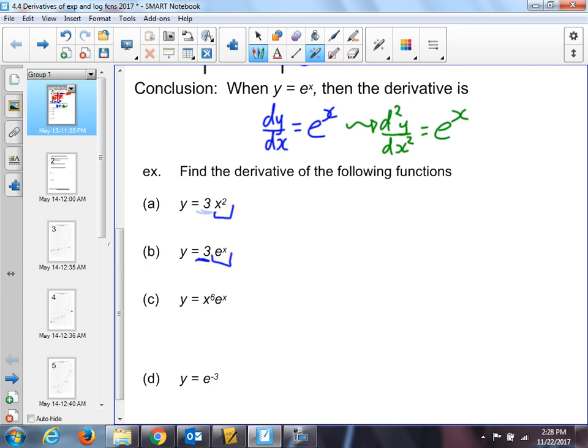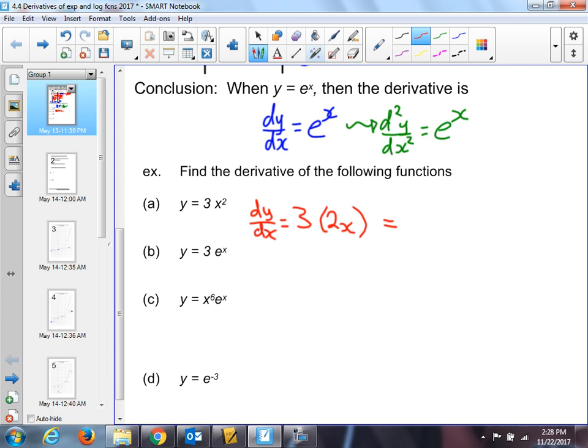So I'm going to do A. Normally you just say, well, the derivative is 6x, right? But let's talk about it like this. In this case, dy by dx is the constant, 3 times what? 2x. Right? And so, sure, it's 6x, but it's just the constant times the derivative, right?